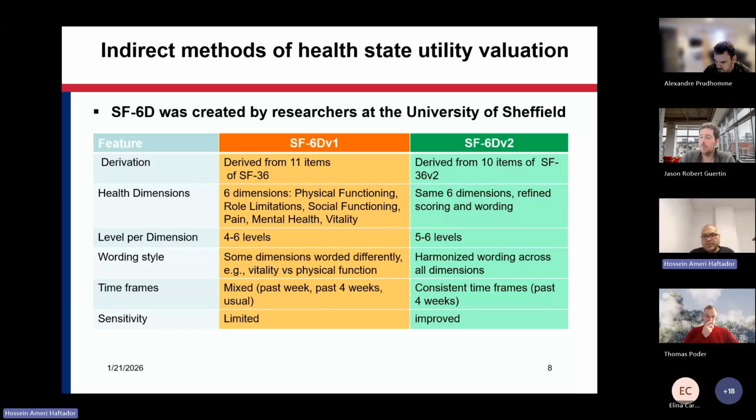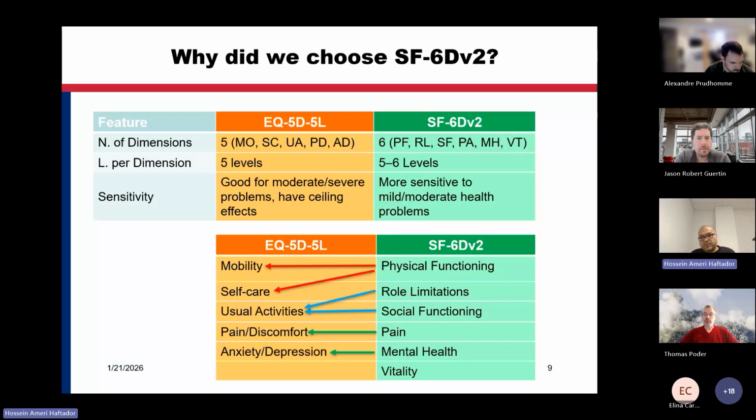SF36. Both versions have 6 dimensions: physical functioning, role limitation, social functioning, pain, mental health, and vitality. Version 2 has 5 to 6 levels. The wording style is harmonized for version 2. Time preference is consistent for version 2, which means every question is based on the past 4 weeks. Version 2 is more sensitive than version 1.